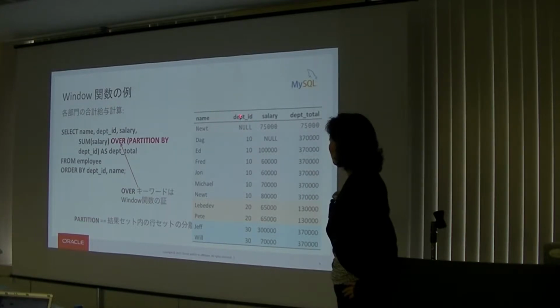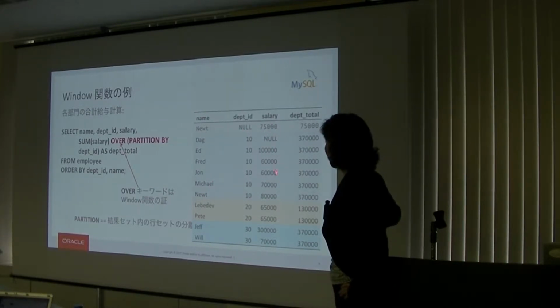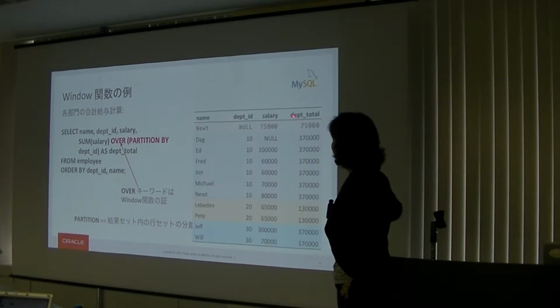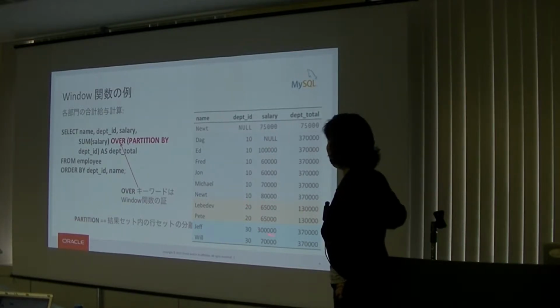Department ID null means it's a separate section. Then for department 10, we list employees Doug, Ed, Fred, Joe, Michael, and their respective salaries are listed. In addition, the department total is the total of the salary in department 10. And the department total here is the total of departments 20 and 30.